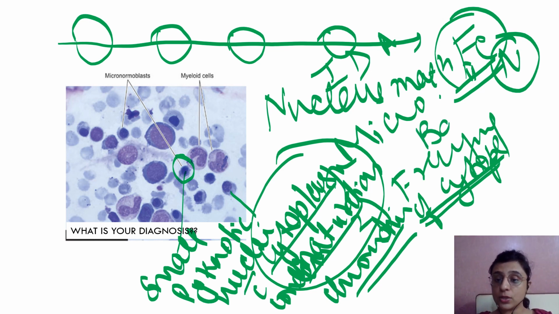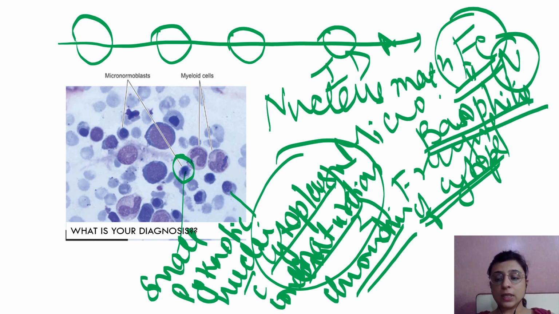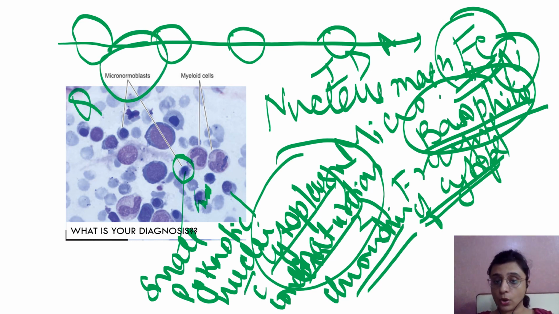That means there is some basophilia. If maturation would have occurred, some eosinophilia due to increased amount of hemoglobin would have occurred. That means associated basophilia is there. So is it clear? These are small pycnotic size along with condensed chromatin and small amount of basophilic cytoplasm with fraying of cytoplasmic borders. So these are the characteristic micronormoblasts seen in iron deficiency anemia.